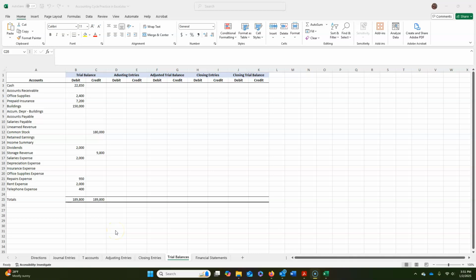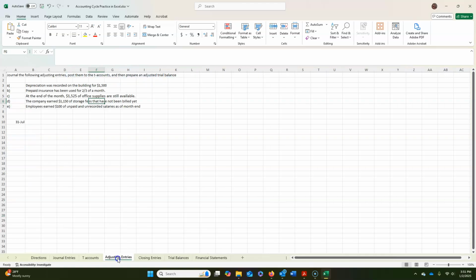Now that we have completed our trial balance, the next step in our accounting cycle is adjusting entries. So we're going to go to the adjusting entry information. We see that we have 5. So first is that we have depreciation on our building. So this is going to be a depreciation expense.